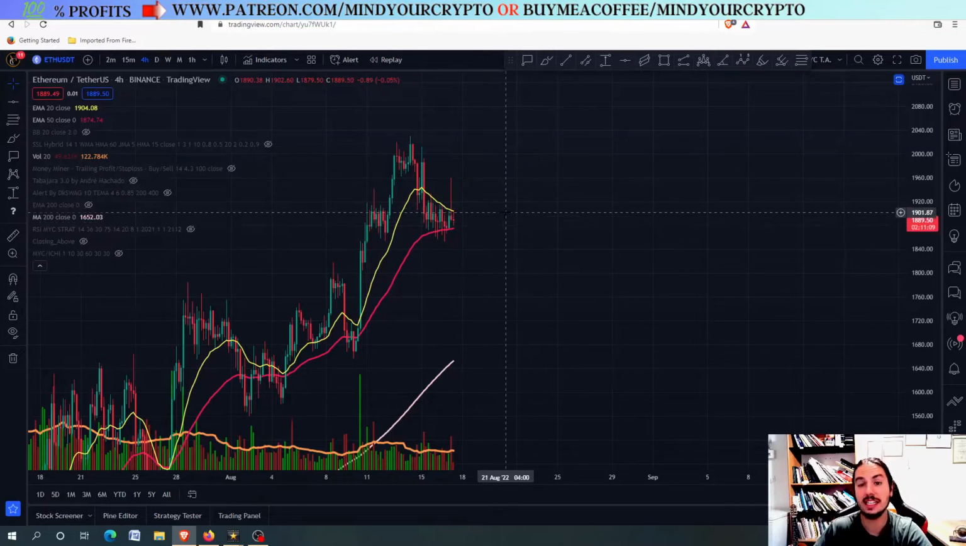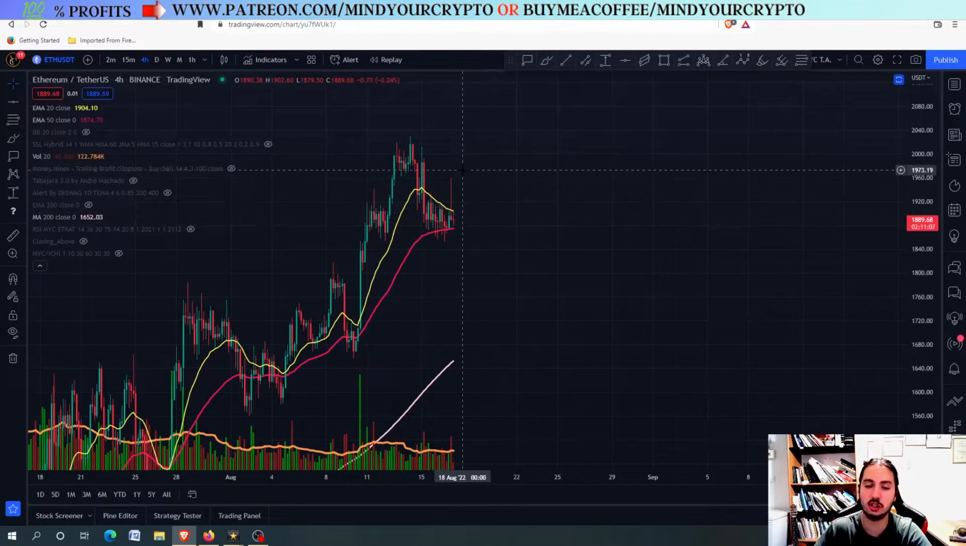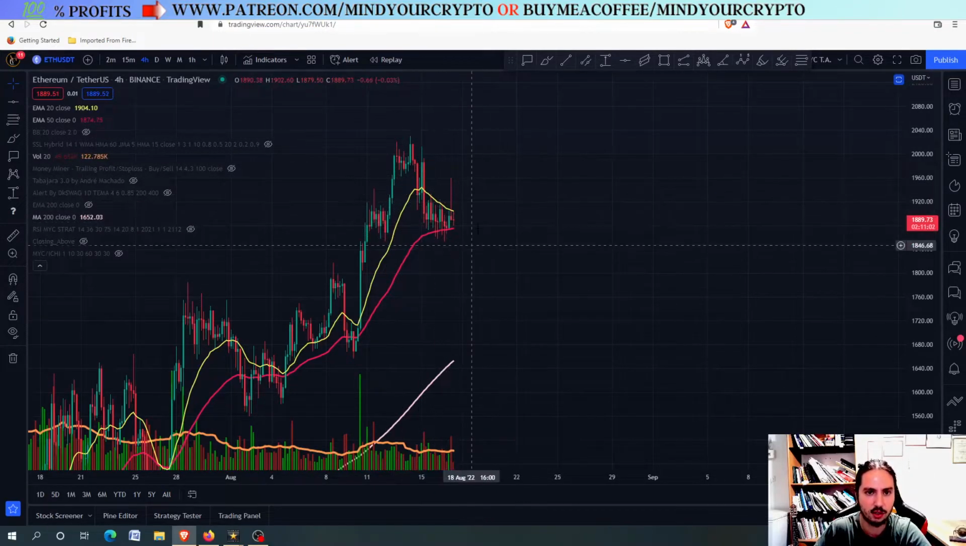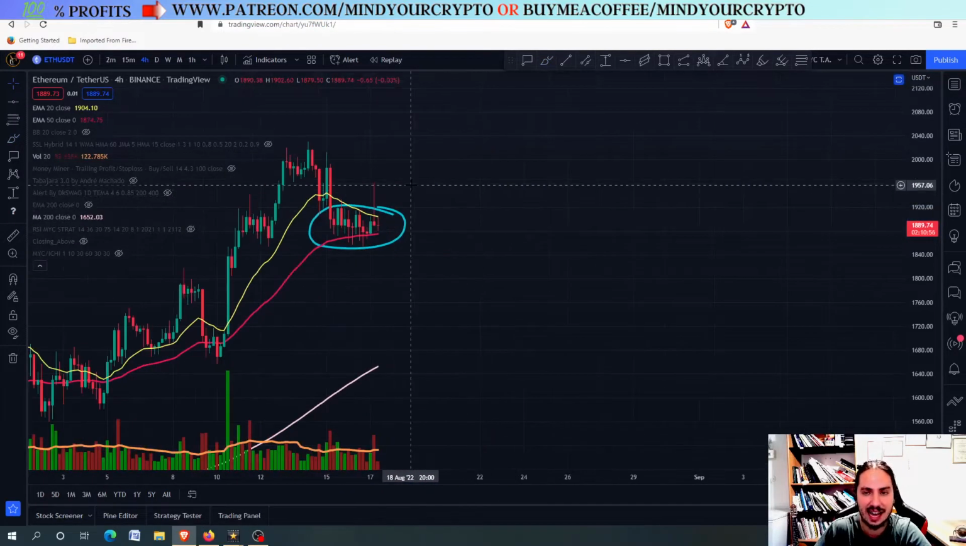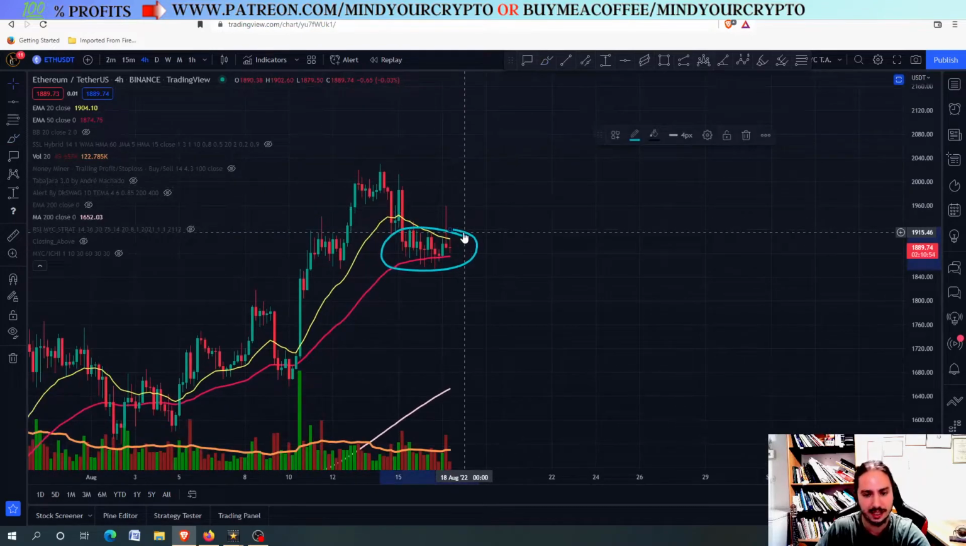Let's go right now to see what Ethereum is going to do. Eventually we had a mini correction going on. We are having a mini correction going on. Nothing special is happening right now. You can see that we are entering a nice squeeze phase. What is the squeeze phase?